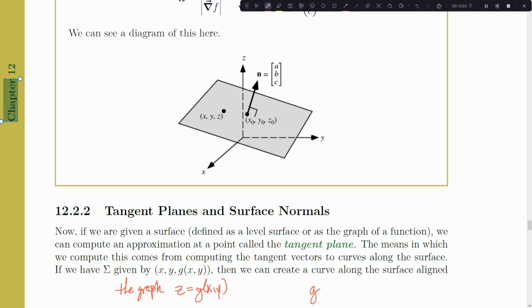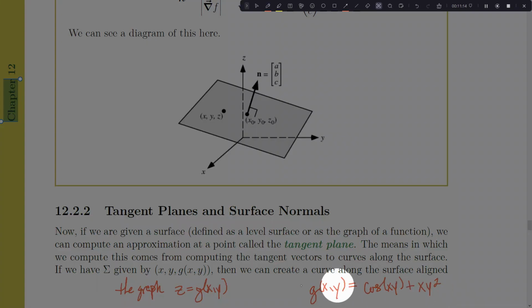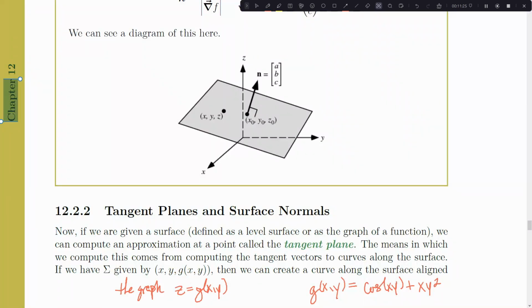Okay, so we have some scalar field, which is a function of x, y. Something like cosine xy plus xy squared, for example. So you have some scalar field, which is a function of x and y, and we're going to assign that to z. Okay, that's saying this is the x, y, and z coordinates in 3 dimensions. The graph z equals g of x, y is what we're dealing with. So the surface is given by that graph.